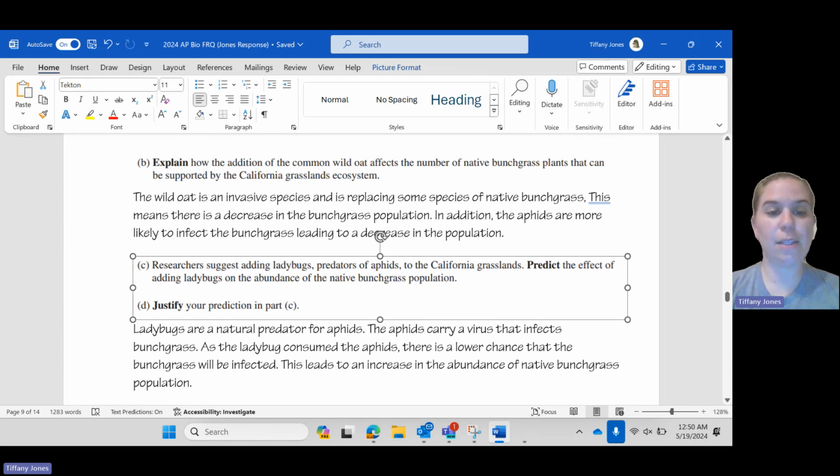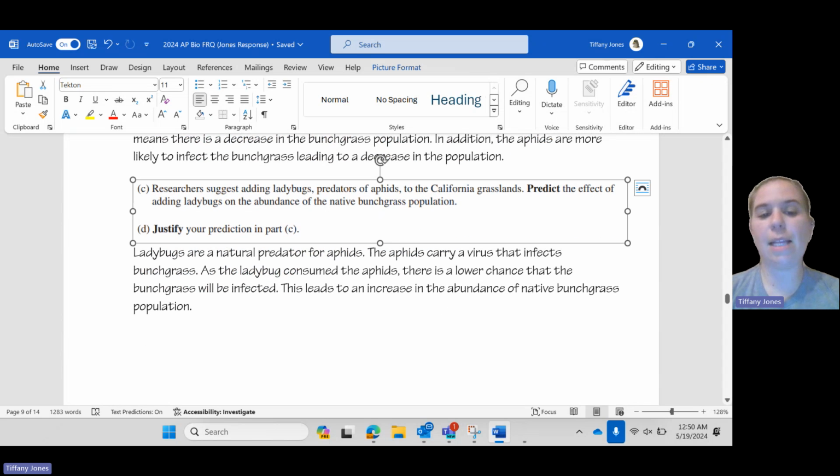So part B asks us to explain how the addition of the common wild oat affects these bunchgrass plants, and how that can be supported by the grassland. So wild oat is an invasive species, and it's replacing many of the native bunch grasses. So there'll be a decrease in that bunch grass population, and then the aphids are more likely to affect the bunch grass, which also leads to a decrease in their population. So we're seeing how that is affecting those bunch grasses.